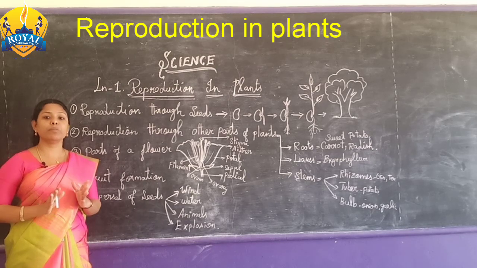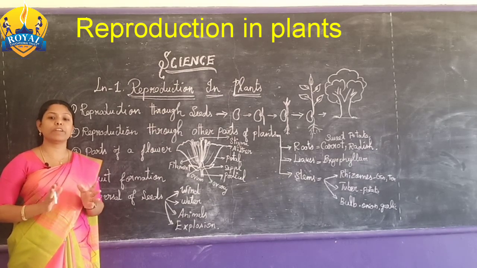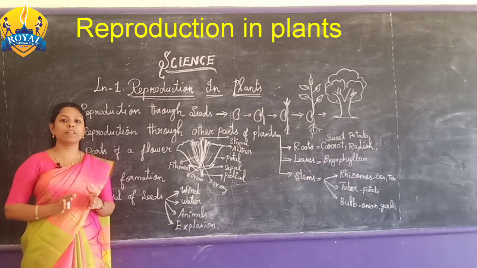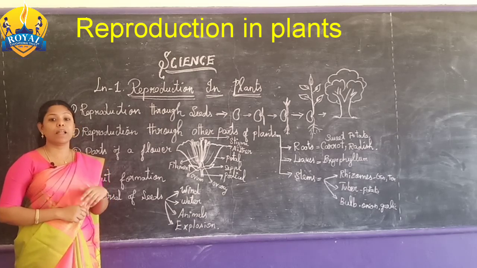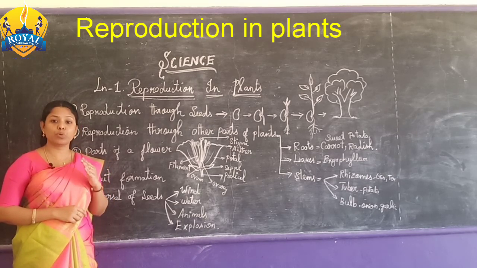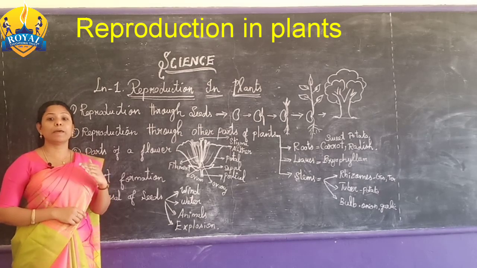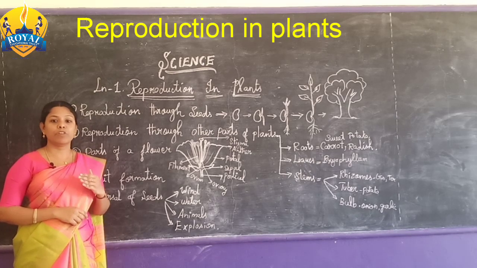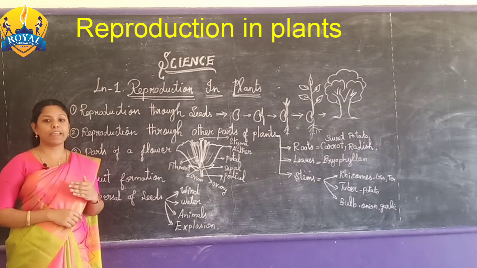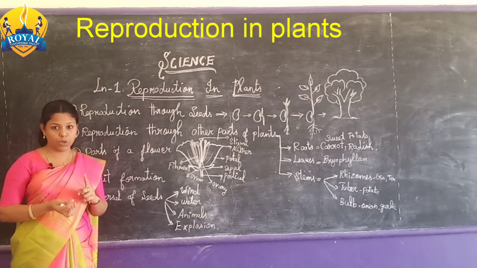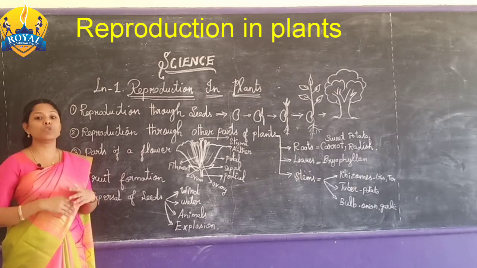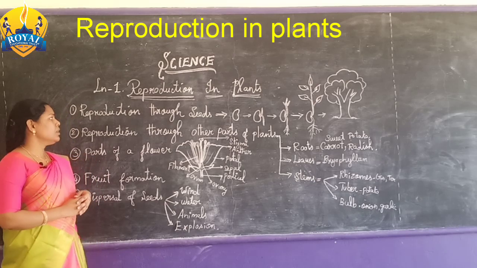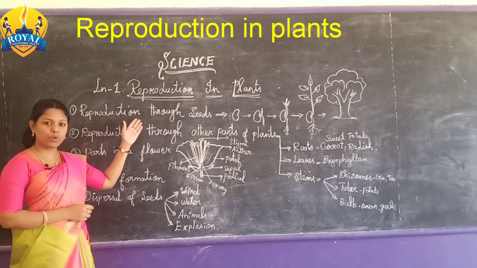Now, the reproduction method has many ways in varieties of plants. The two major types are: plants mostly reproduce through their seeds, and many more plants reproduce through their body parts, like roots, stems and leaves. Okay, now let me tell you about all of this in detail. The first one is reproduction through seeds.